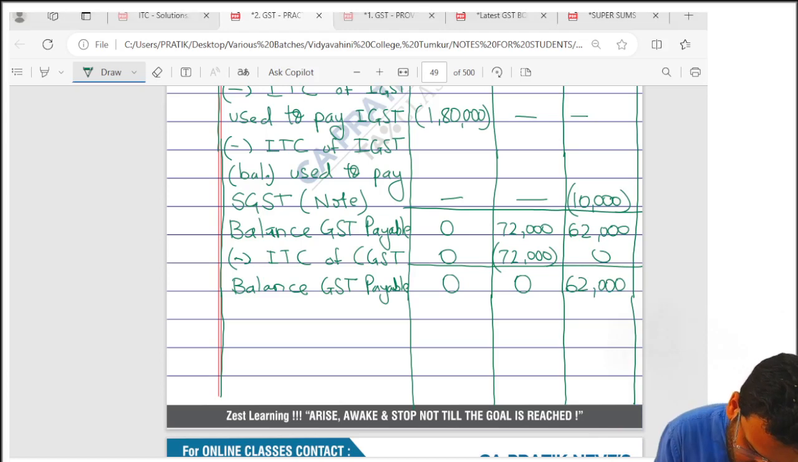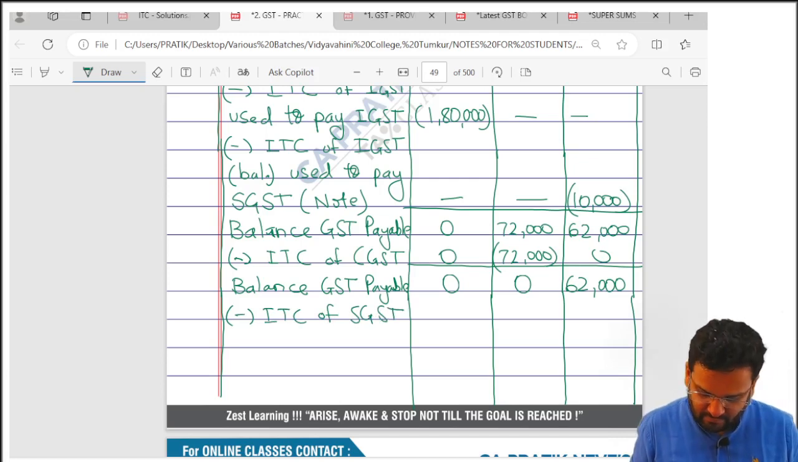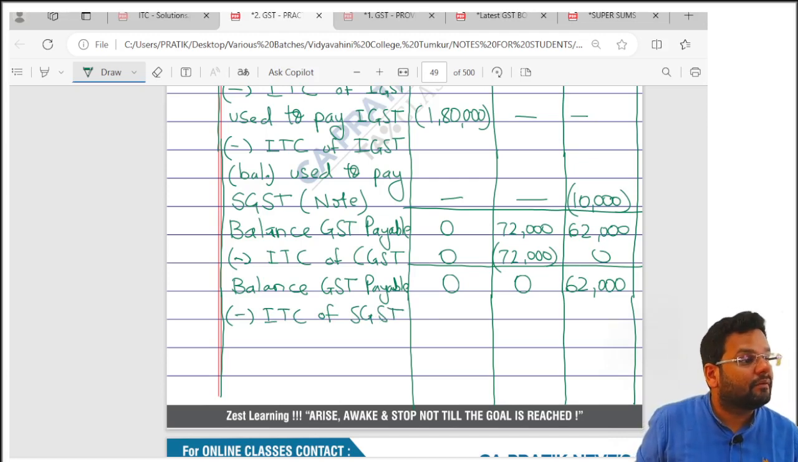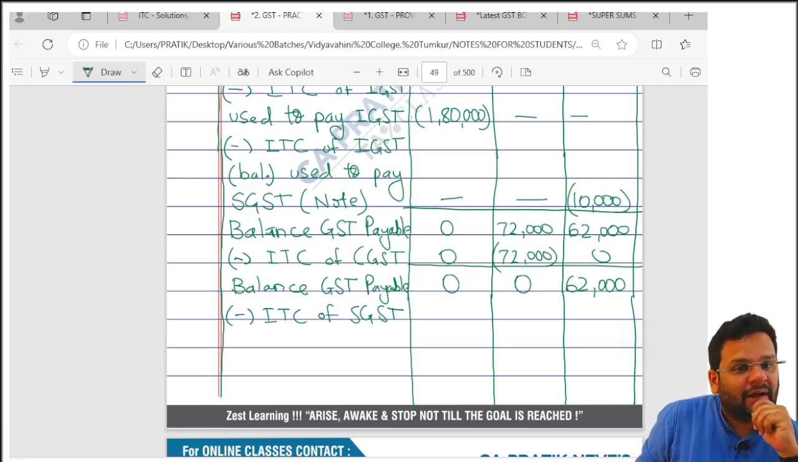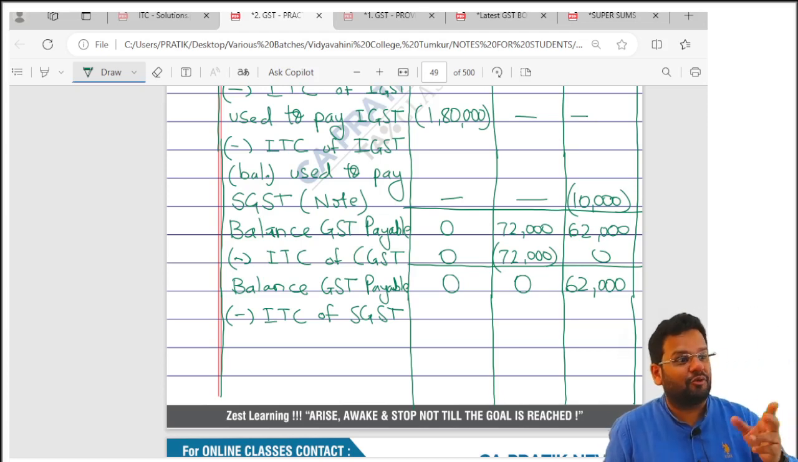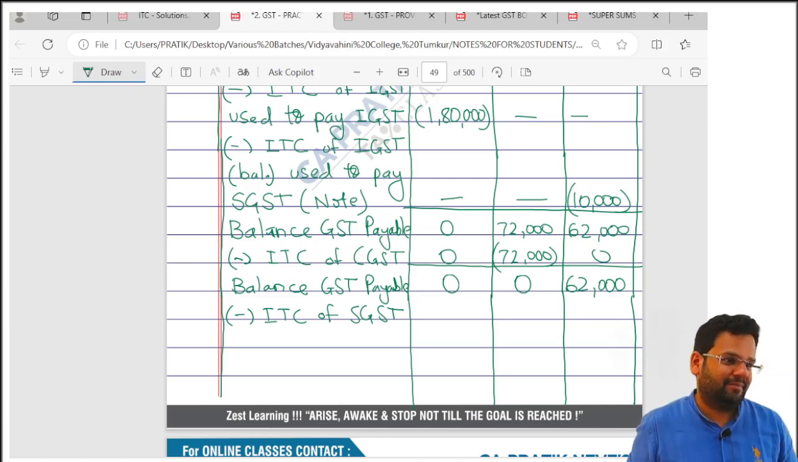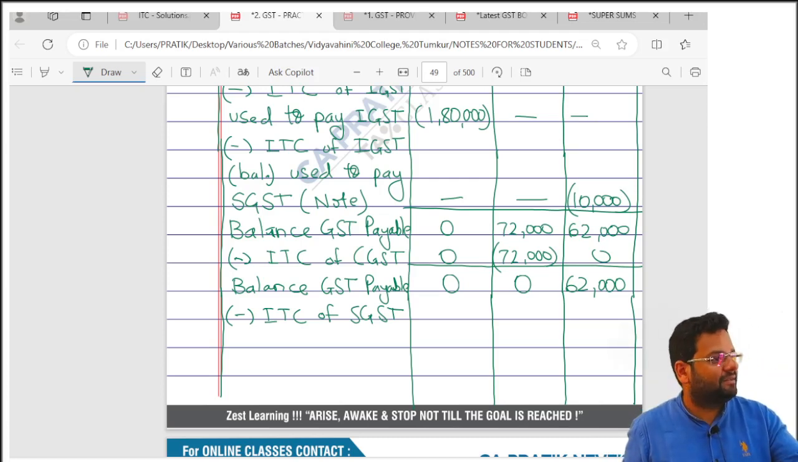Do I know what is less: ITC of SGST? 500 balance of ITC, na? So that will be carried forward. It cannot be set off against SGST. For that, we'll have to write a note. That's why I said you have to go in that order only. Agreed. 500 is balance ITC.